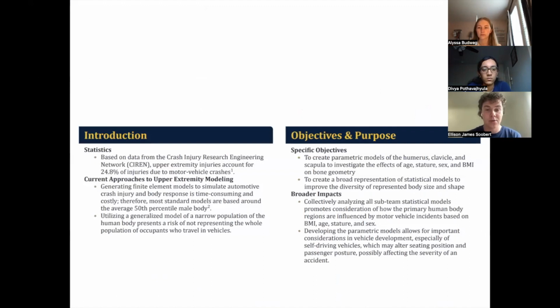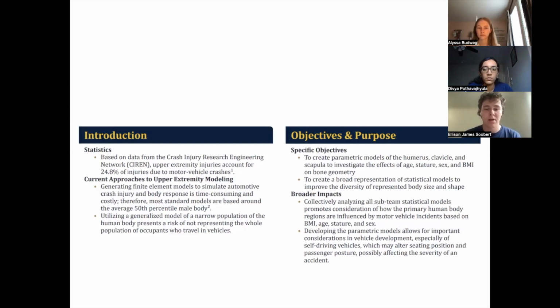According to the Crash Injury Research Engineering Network, almost 25% of car accident injuries are upper extremity related, affecting the scapula, humerus, and clavicle bones. In automotive safety testing, finite element models simulating car accidents are time-consuming and expensive, causing the automotive industry to standardize crash test dummies to model the 50th percentile male body.